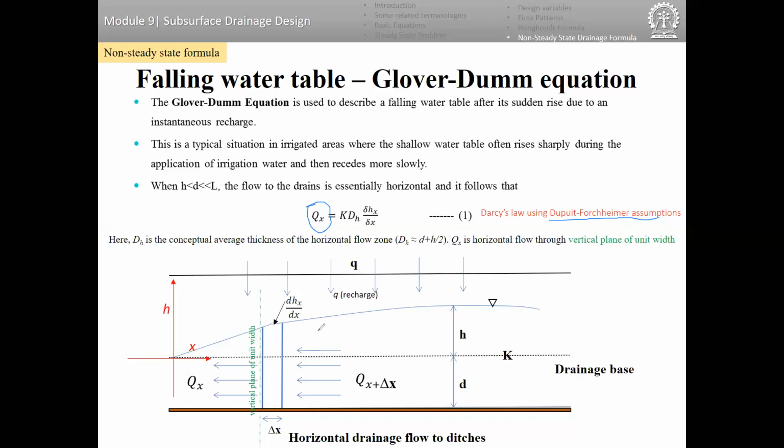Okay, multiplied by the hydraulic gradient, which is actually dHx by dx. So this is your Darcy's law, which tells you the horizontal flow in the x direction. So this is one expression to write the horizontal flow in the ditches.